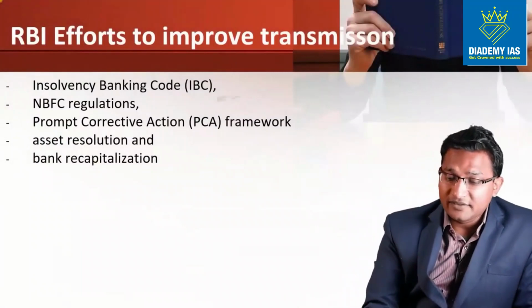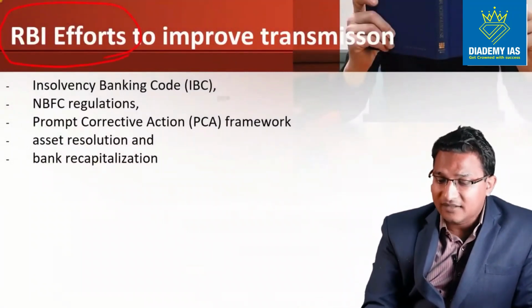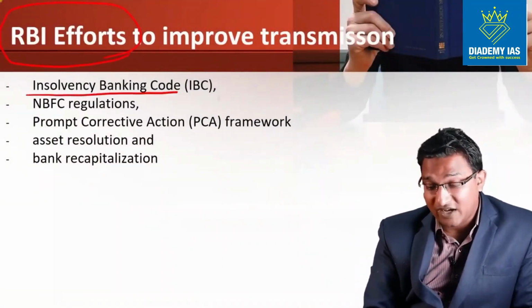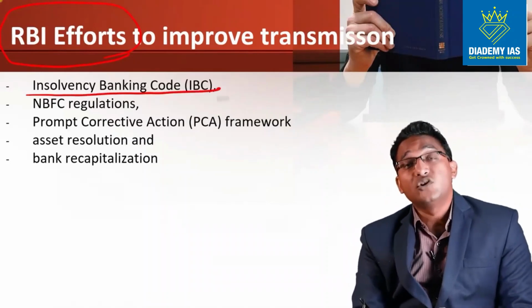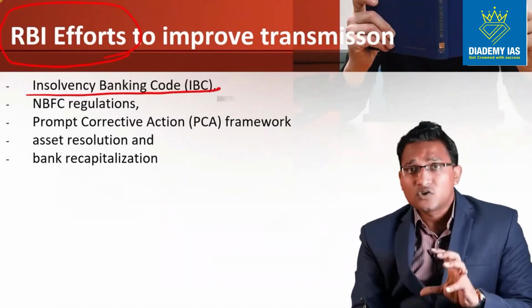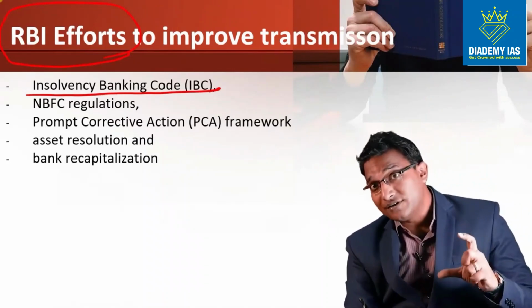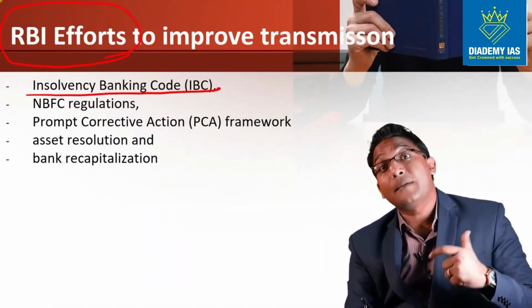Now, what are the other efforts done by the RBI? Other efforts include the Insolvency and Bankruptcy Code. It will revive the banking sector by resolving the problem of the NPA crisis. When banks' balance sheets are good, they can give more loans. The transmission can happen easily.